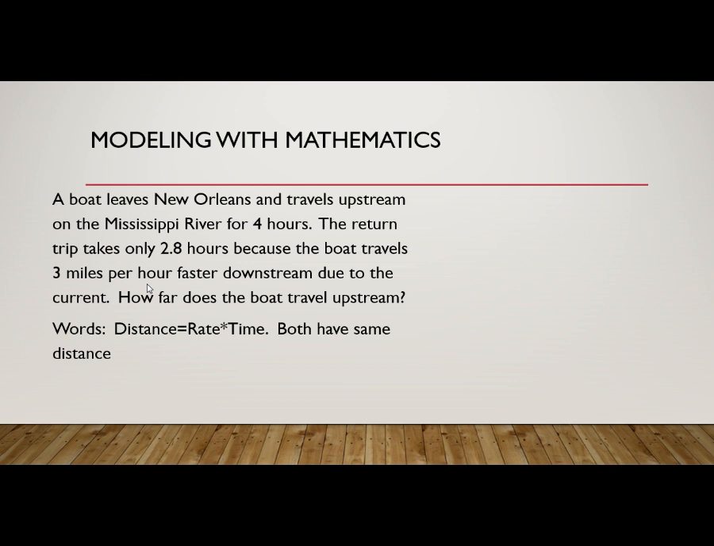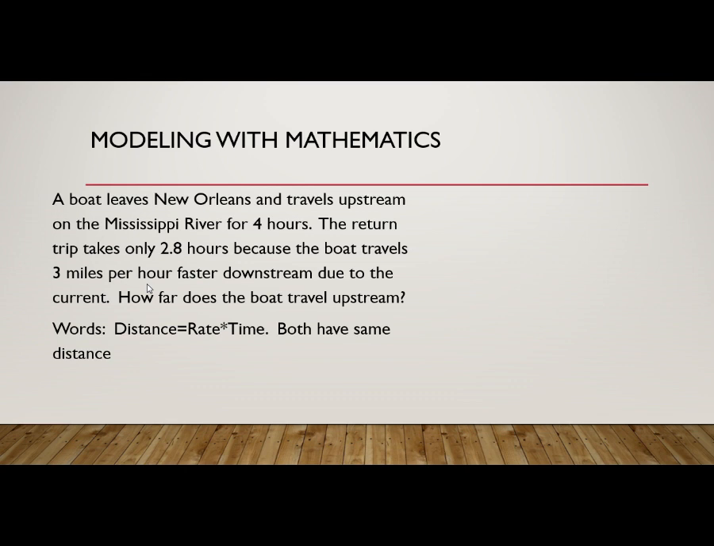Okay, so first, looking at the words and noticing some of the things that were in there. We had hours. We had how fast it was going. That's a rate. And the final question, how far? It's asking about distance. So we're going to be using the distance equals rate times time equation because those are all the variables they're giving us, and we know how these are related. The other part of this is that both the downstream and the upstream trip were the same distance. I don't really know what that distance was, but we know it was the same.